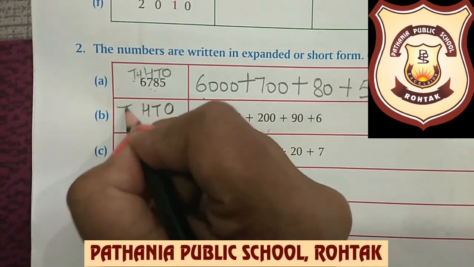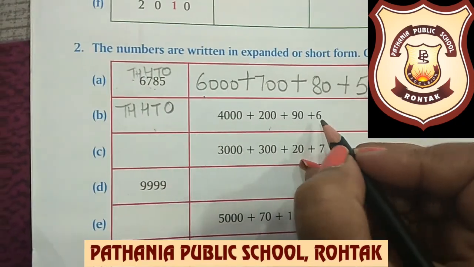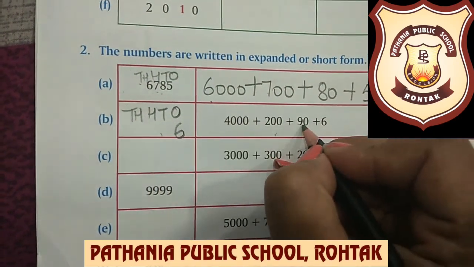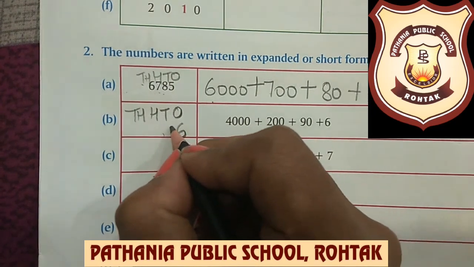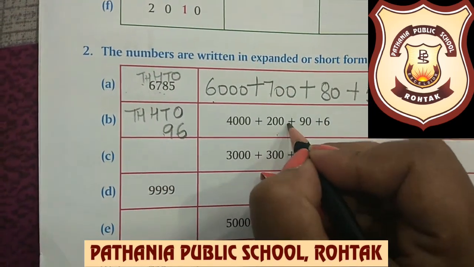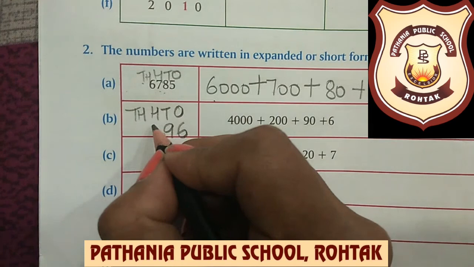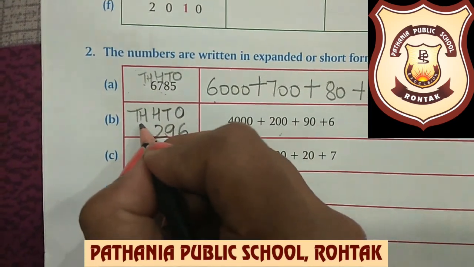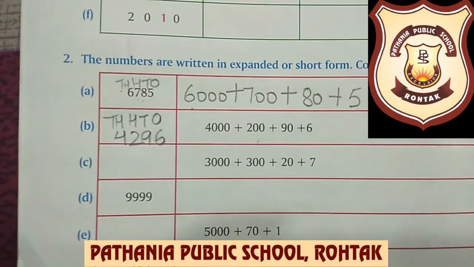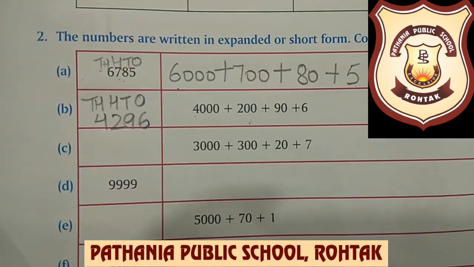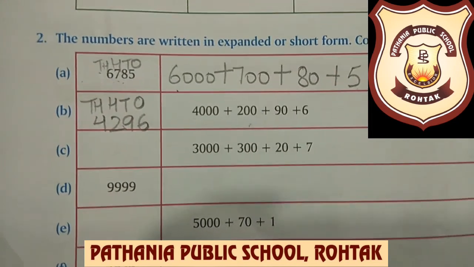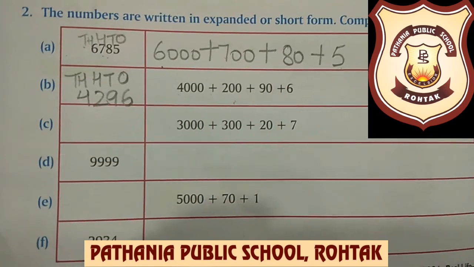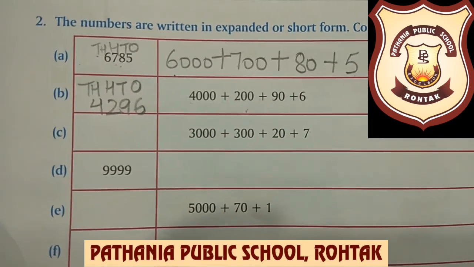Again we will make places over here. Now see beta, 6 is at ones place, so we will write 6 here. 90, 9 is at tens place, so we will write 9 here. 200, that means 2 is at hundreds place, so we will write 2 here. And 4000, that means 4 is at thousands place, so we will write here 4. So we got our number, which is 4296. Now in the same manner beta, you will do C, D, E, F yourself.